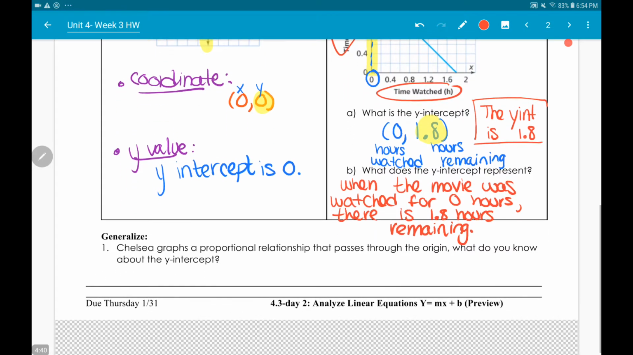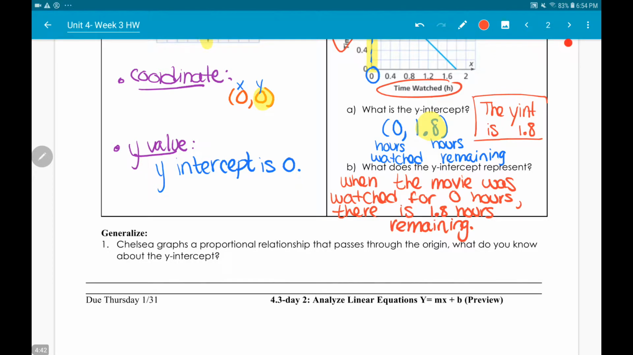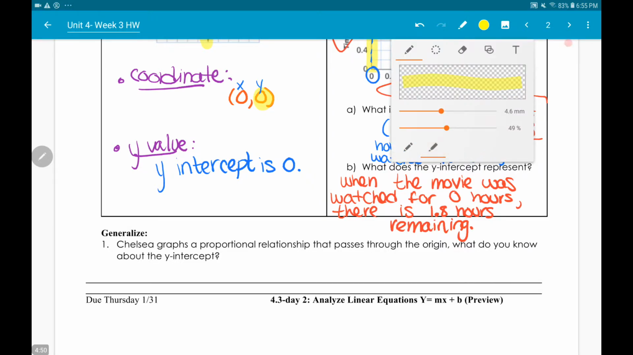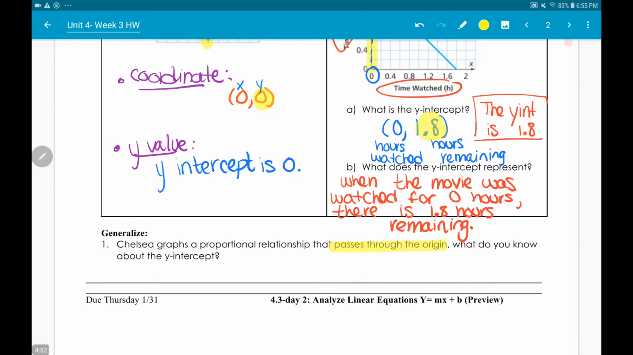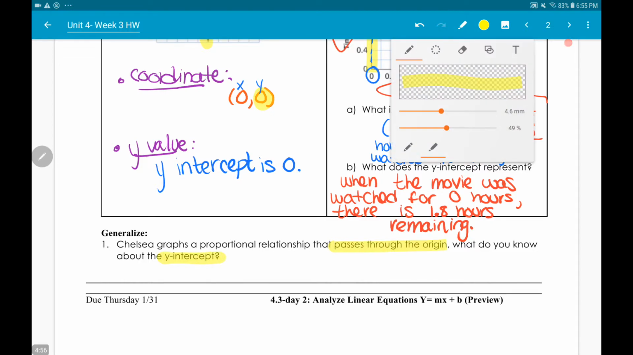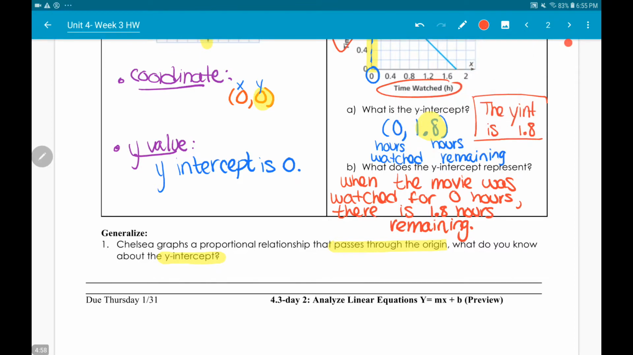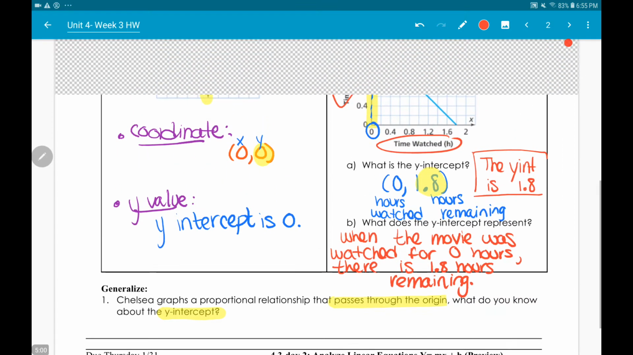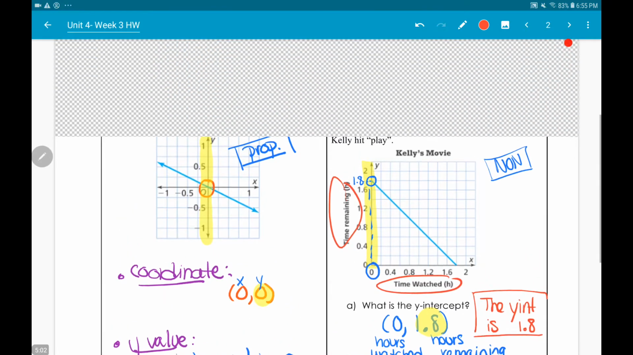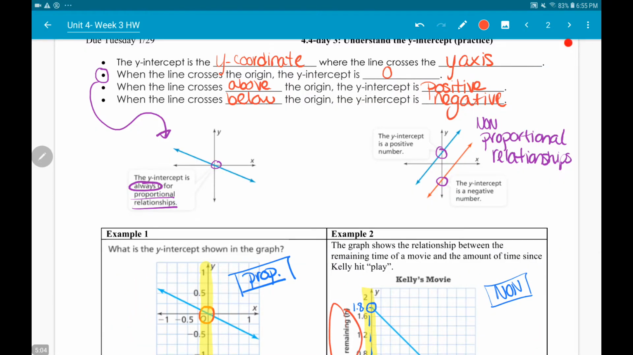Okay, so let's generalize. Chelsea graphs a proportional relationship that passes through the origin. What do you know about the y-intercept? I'm going to highlight some keywords for you. Passes through the origin, and what do you know about the y-intercept? All right, so I want you to answer this question on your own. Okay, it is above, just like we talked about in the beginning. So look back up here and look at example 1 to help you answer that question.